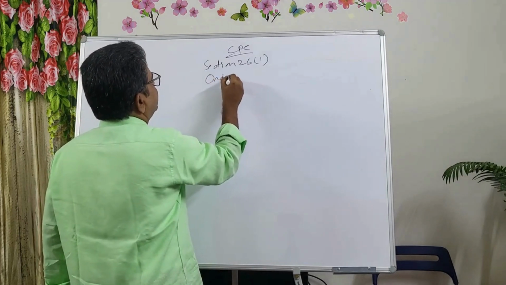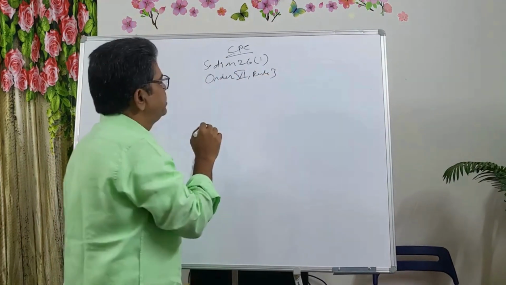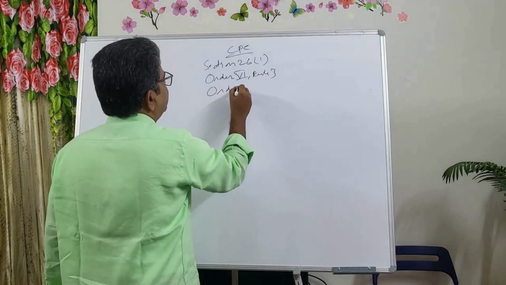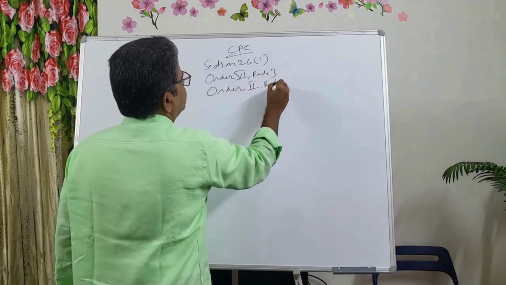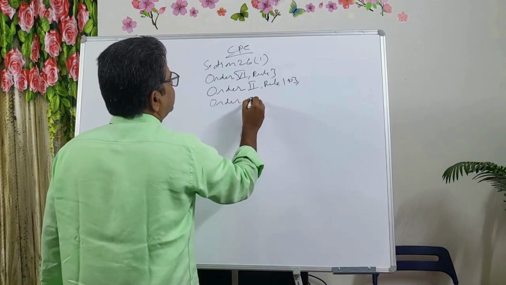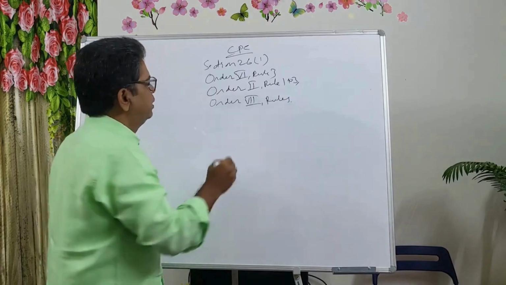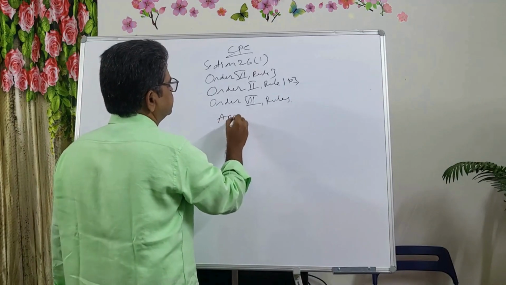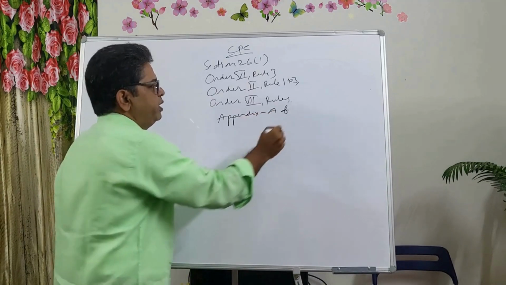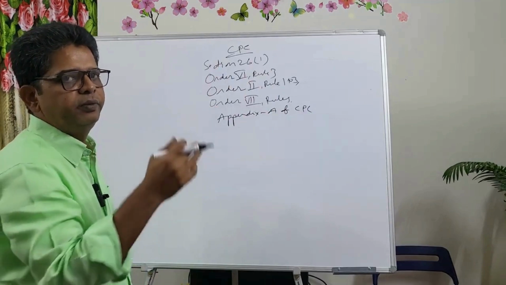Then Order 6, Rule 3 of CPC, plus Order 2, Rules 1 to 3, Order 7 Rules, plus Appendix A of CPC. You need to keep all this in mind while preparing a plaint to be presented before the appropriate court.